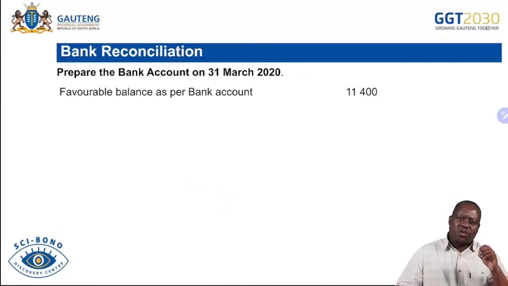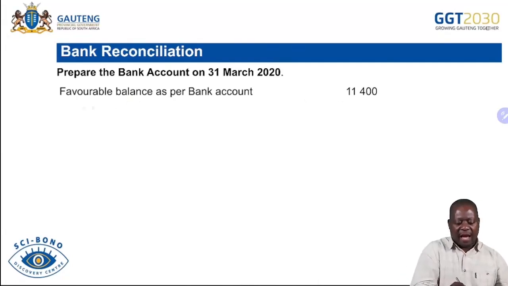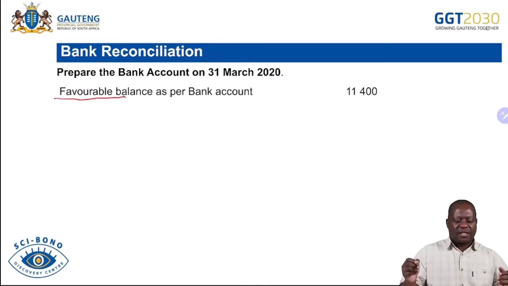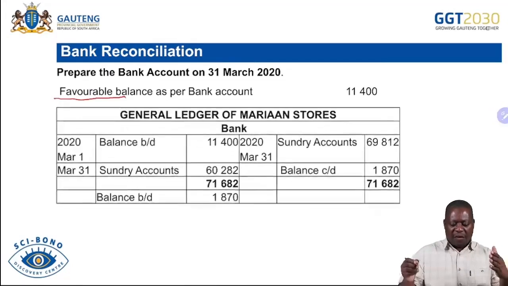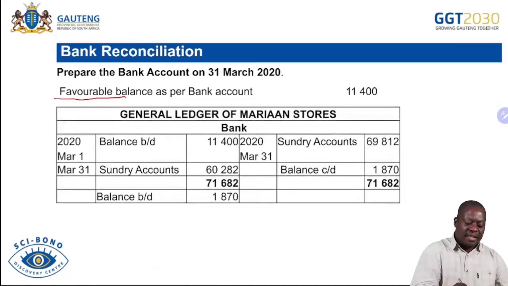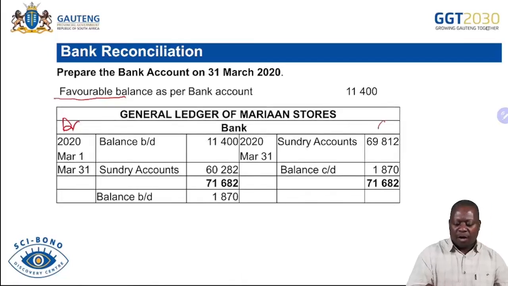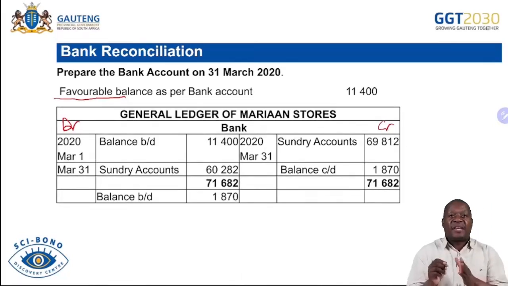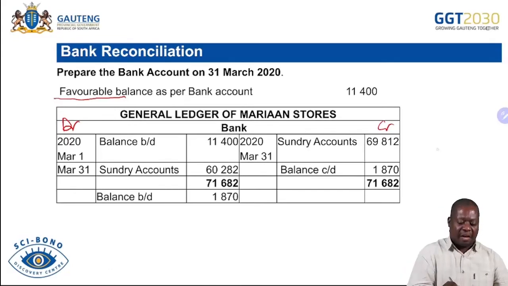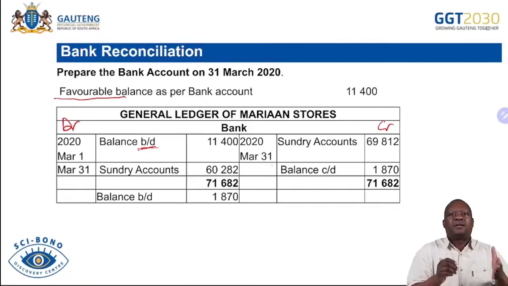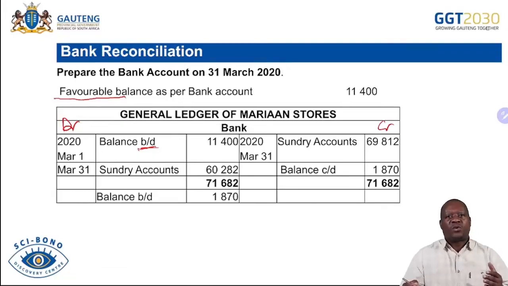The first thing that you need to take note of is they are saying there was a favorable balance in the bank account. So that's the first thing that you bring down, the favorable balance. Because it is favorable, it is now going on to the debit side. The first activity, you could still remember, it was unfavorable and we took it to the credit side. This one is favorable, and because of that, we bring it down on the debit side. Very important.